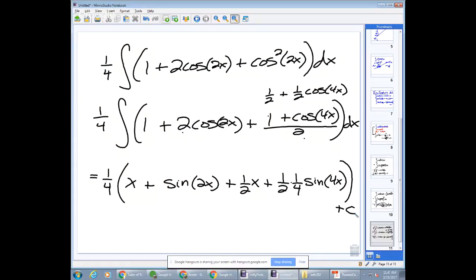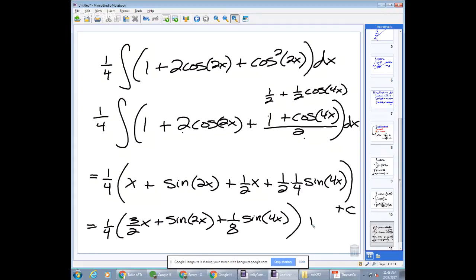And this cleans up a little bit. I could clean it up a lot if I messed around with double angles and so on. So I'm just going to leave that 1/4 out front. x plus 1/2 x is 3/2 x, plus the sine of 2x, plus 1/8 the sine of 4x. And then we have our plus c hanging out.